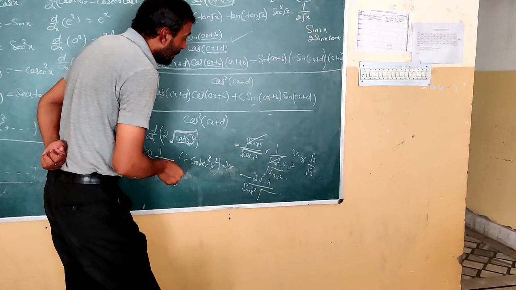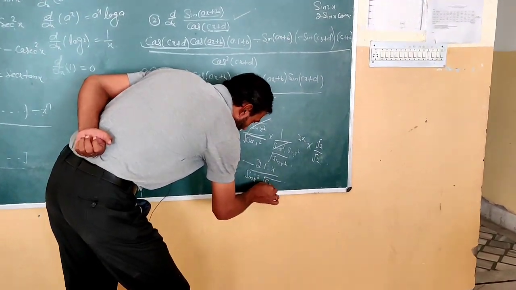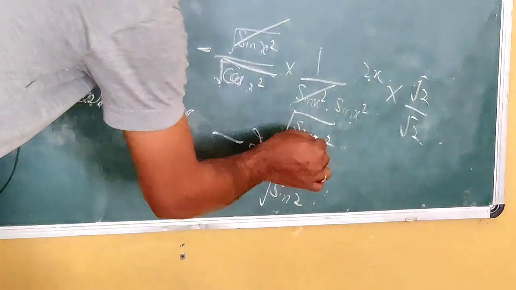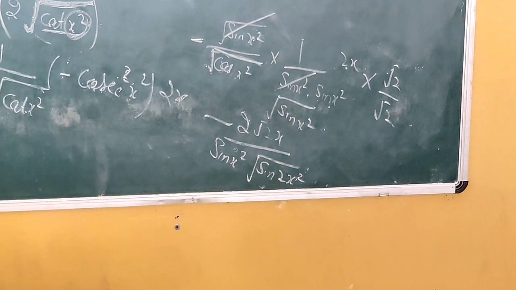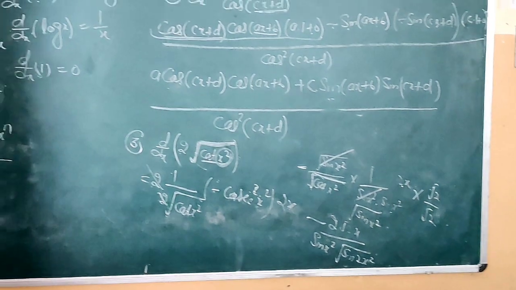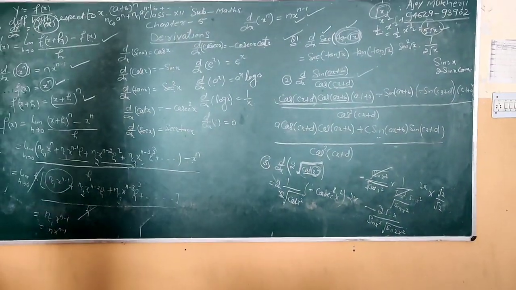Sin 2x means this is x square, and that's all. This is the derivative of this one. That's all.